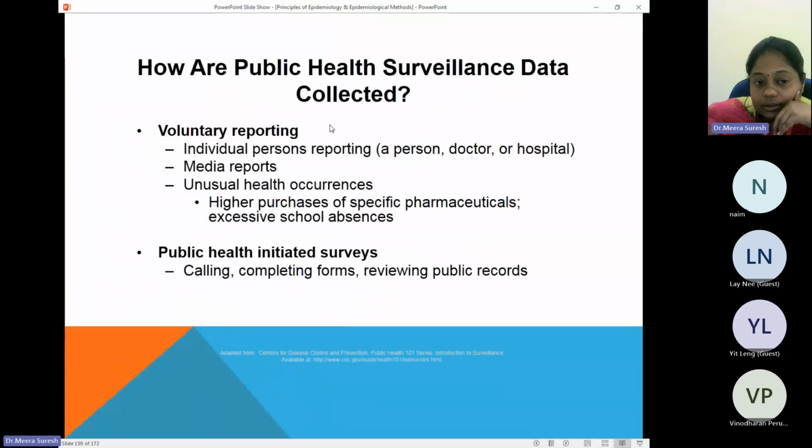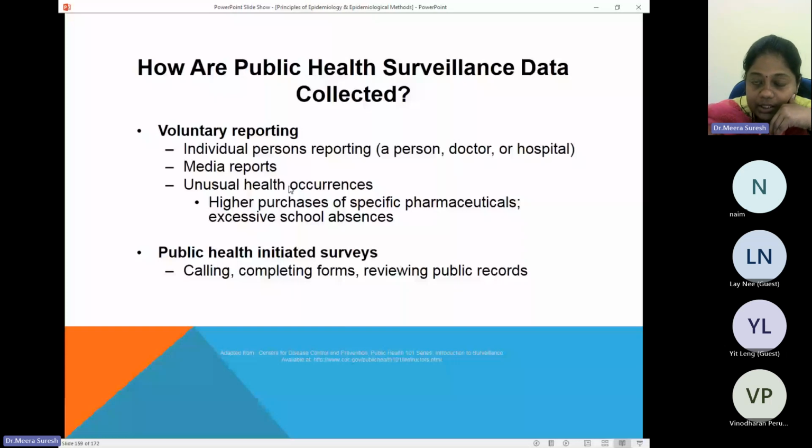We can do voluntary reporting, with individual persons reporting: a person, doctor, or hospital. It can be a media report or some unusual health occurrences, excessive school absence, or higher purchase of a specific pharmaceutical. Voluntary reporting is a type of passive surveillance. We'll see passive surveillance later.